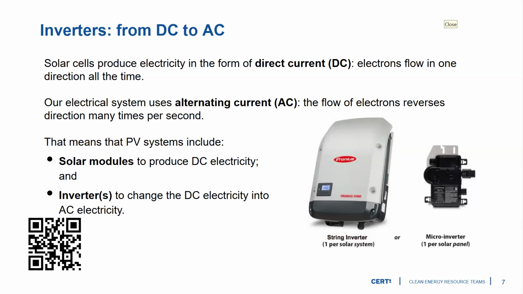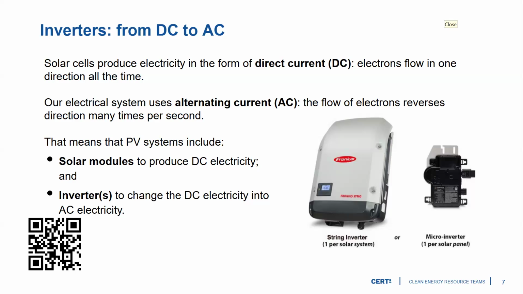There are a couple of different types of inverters that we see: string inverters and microinverters. String inverters are slightly less expensive. You typically would have one string inverter for a bunch of solar panels. So if you had a string inverter on a roof-mounted system, you would typically have one string inverter and then a bunch of panels connected to it.